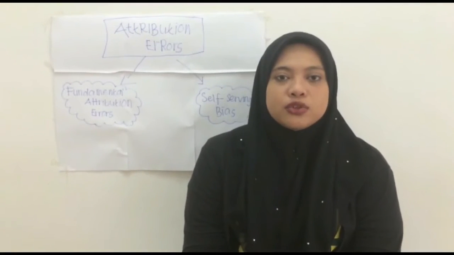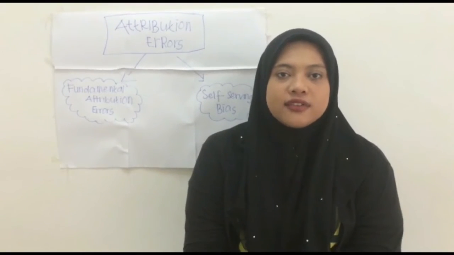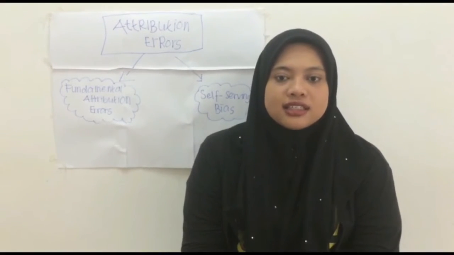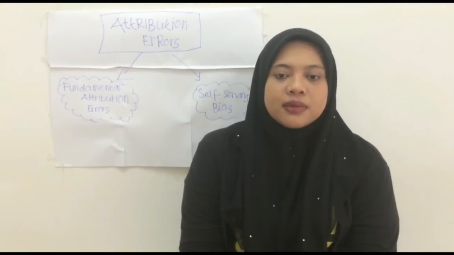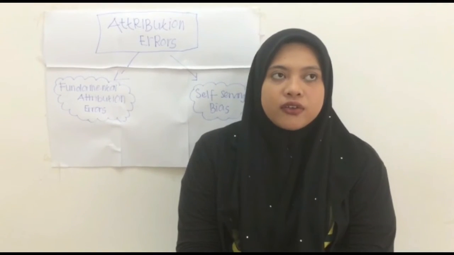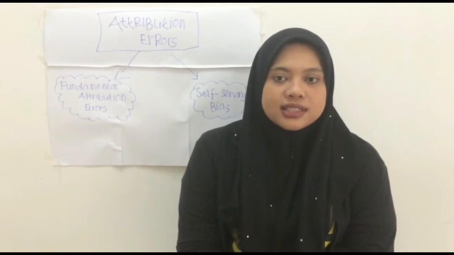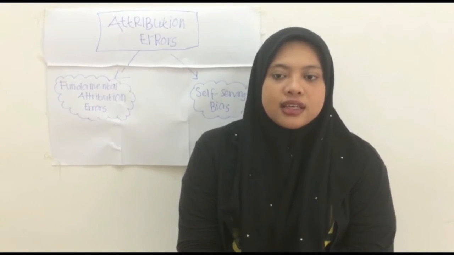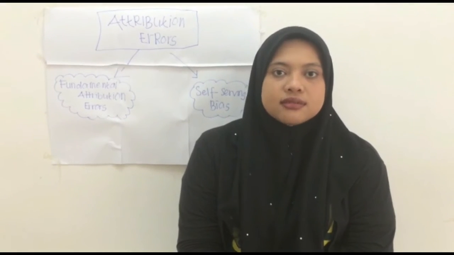Attribution error is divided into two: fundamental attribution error and self-serving bias. Fundamental attribution error is attributing other people's actions to internal factors, whereas we recognize both internal and external causes of our own actions. Self-serving bias is attributing our success to internal factors and our failure to external factors.